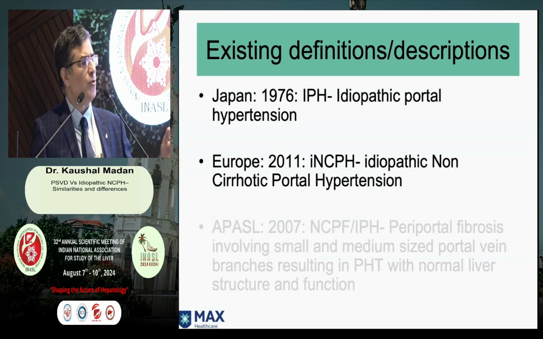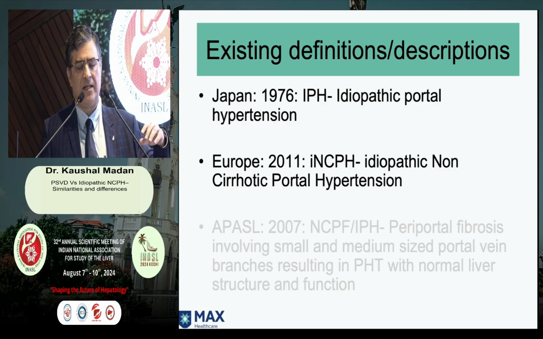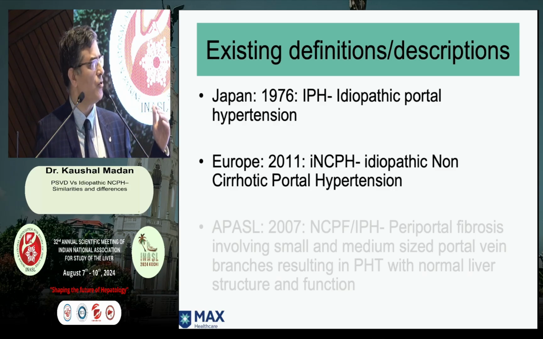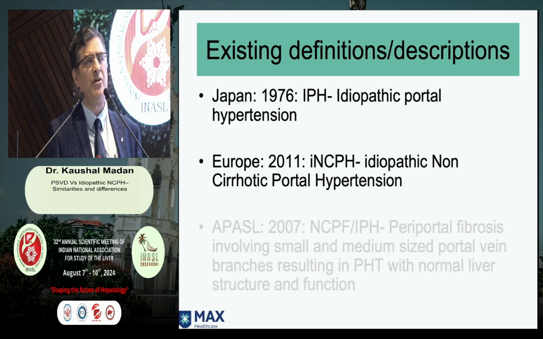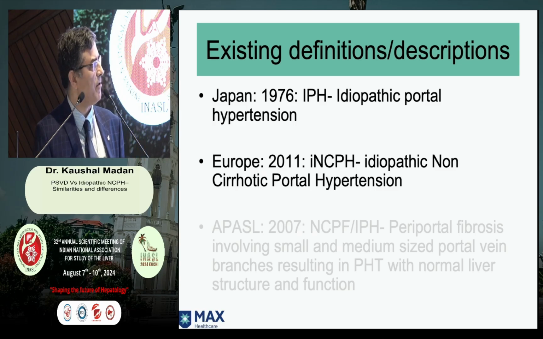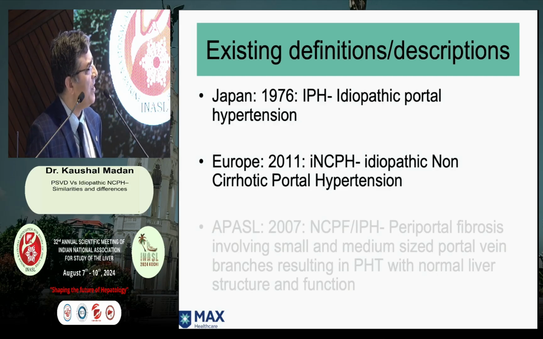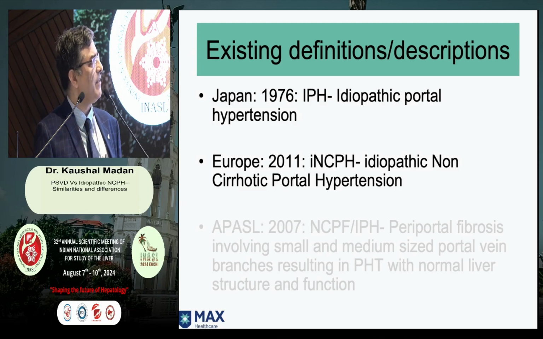So let me take you through some historical aspects and the previous existing definitions. In 1976, in Japan, this was the term used for this entity called idiopathic portal hypertension, where the patient will not have cirrhosis, have portal hypertension, and have a very good liver function without any evidence of decompensation for many decades. Then the EASL gave this definition in 2011 and called it INCPH, or idiopathic non-cirrhotic portal hypertension.